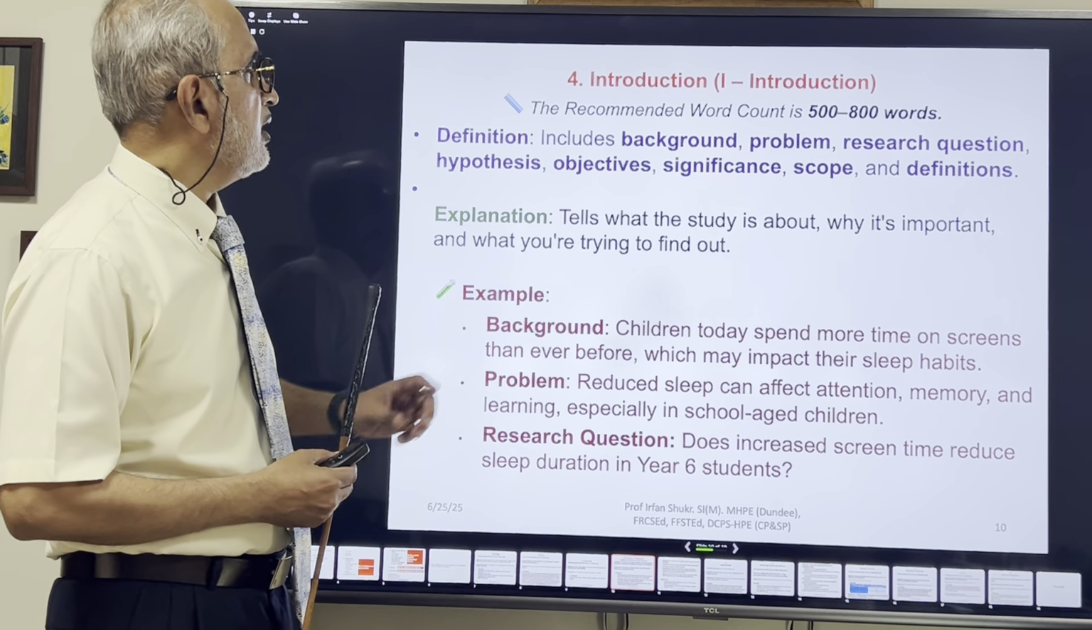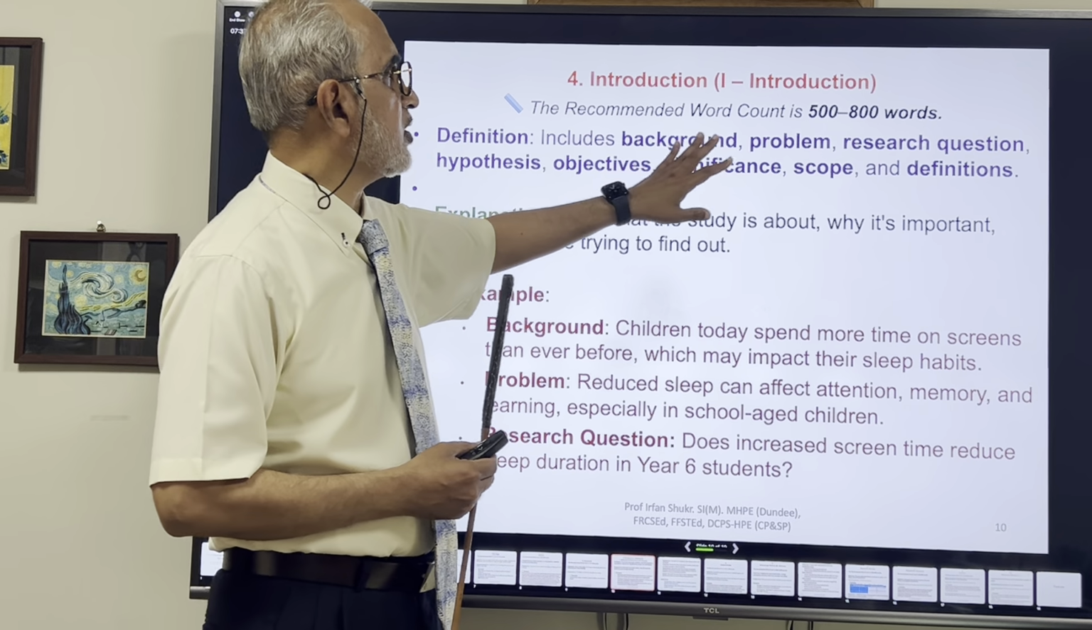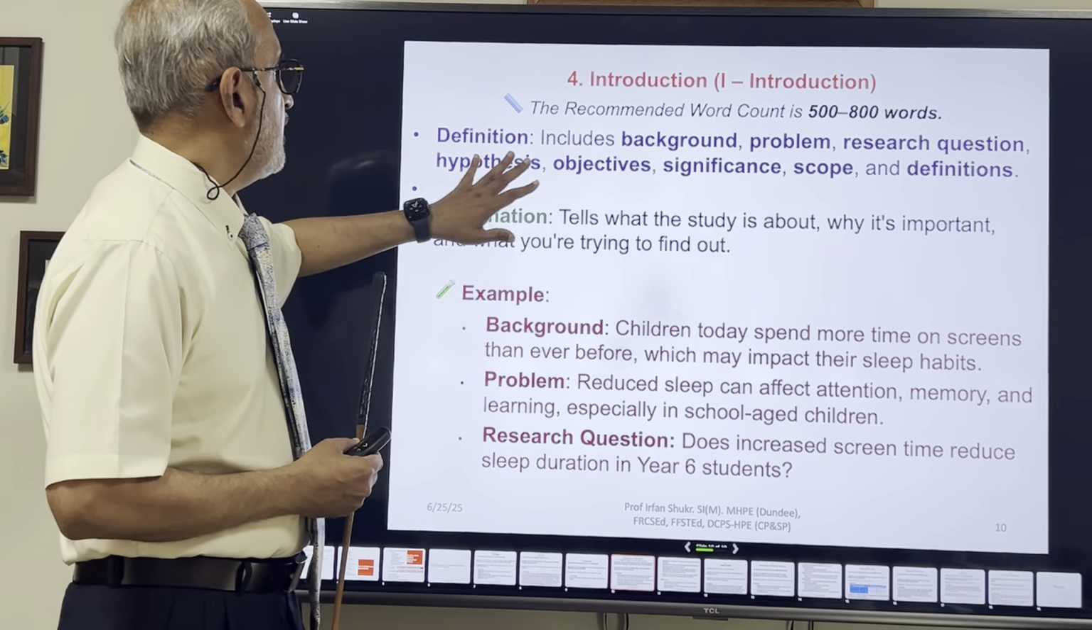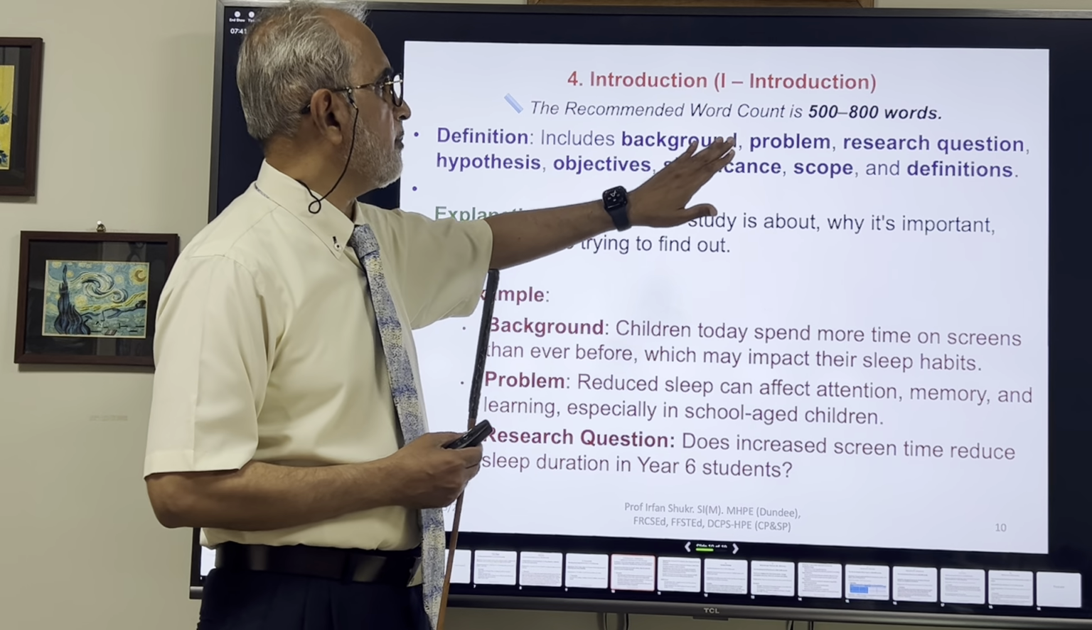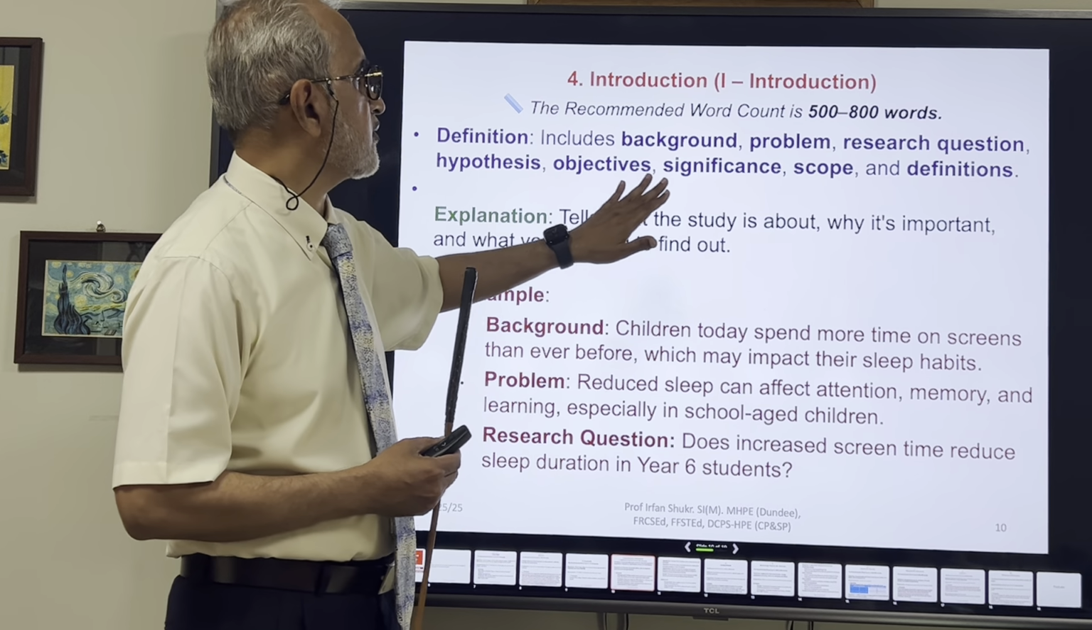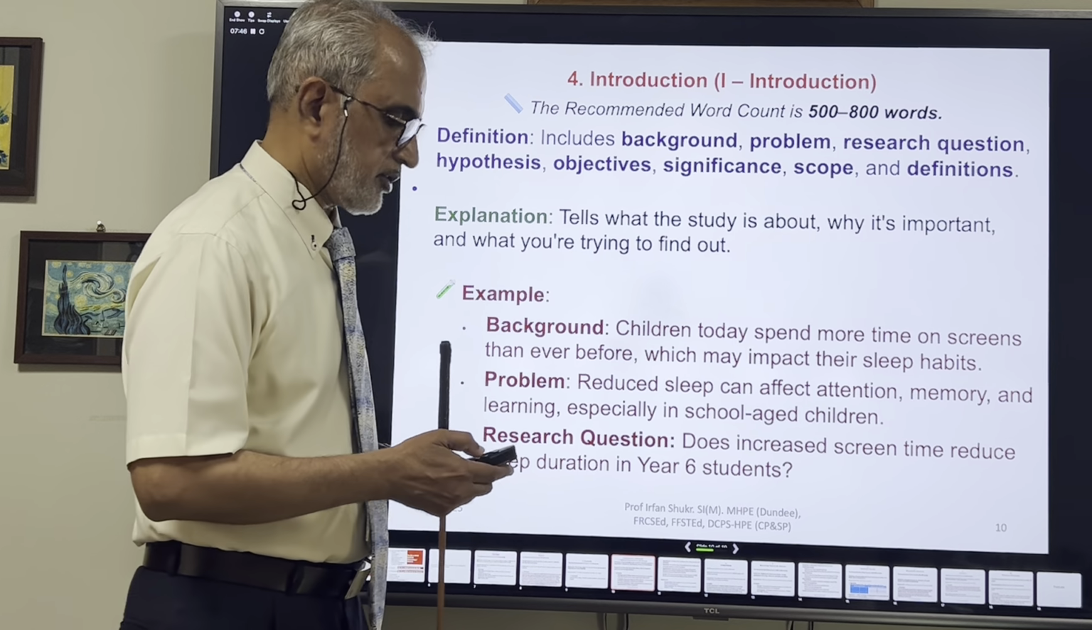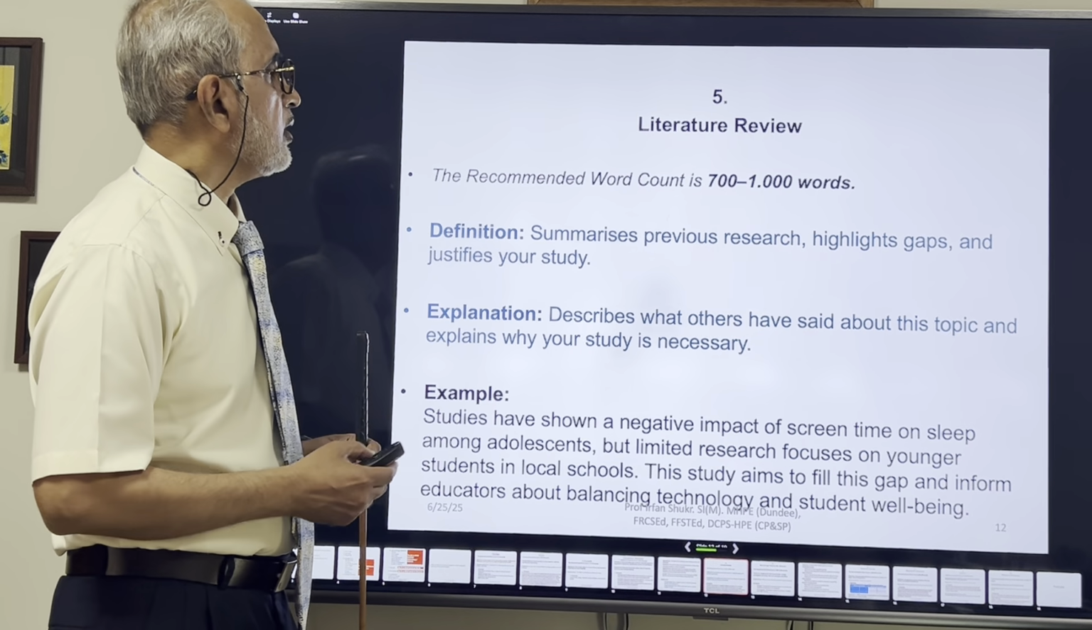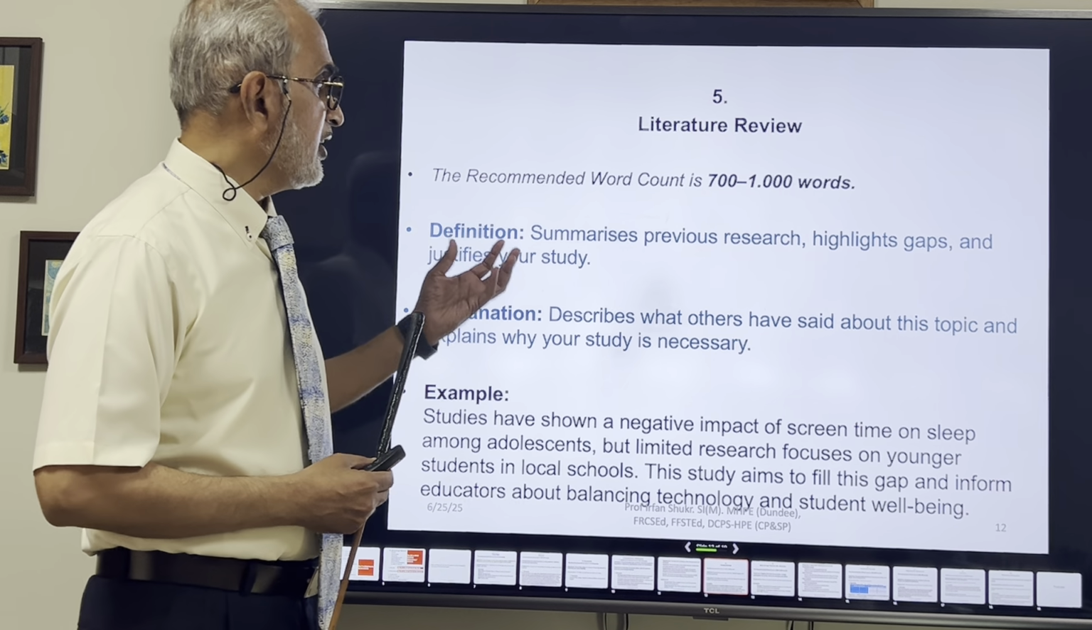Just revising. Introduction, recommended word count 500 to 800. It includes background, problem, research questions, hypothesis, objectives, significance, scope, and definitions. Then the fifth is the literature review.